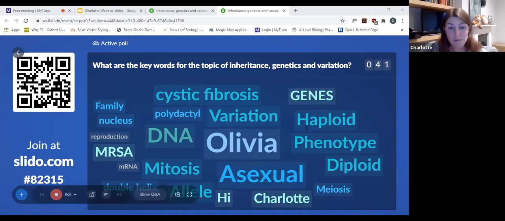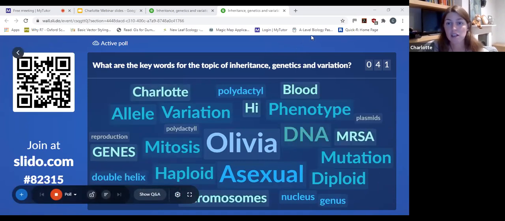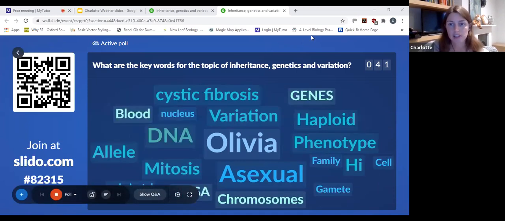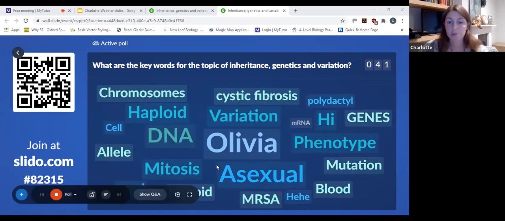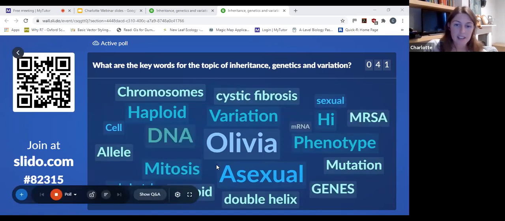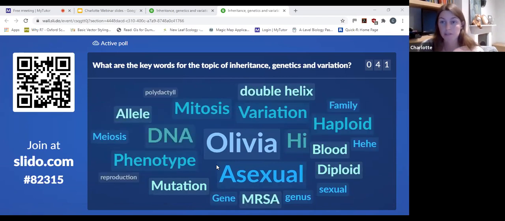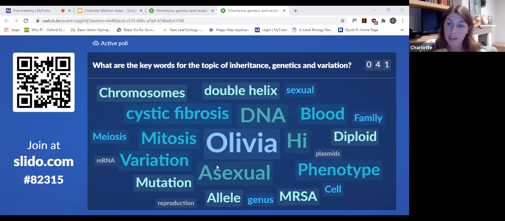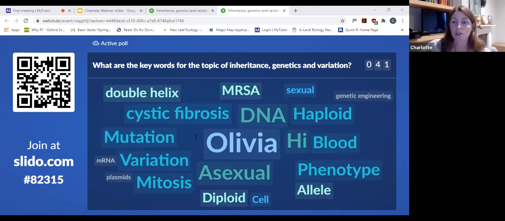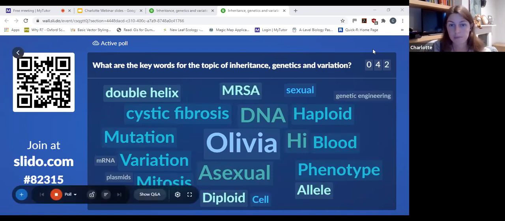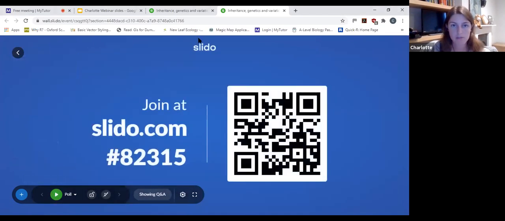Fab. Okay. So a really good selection of keywords there that hopefully we've reminded, oh, MRSA in there, yeah. So hopefully we've reminded ourselves of those. And then when we go on to do the rest of the questions that we've got planned for today, hopefully we can use those to try and get those points. Okay, I'm going to stop that poll there. Really good. Glad that that worked well.